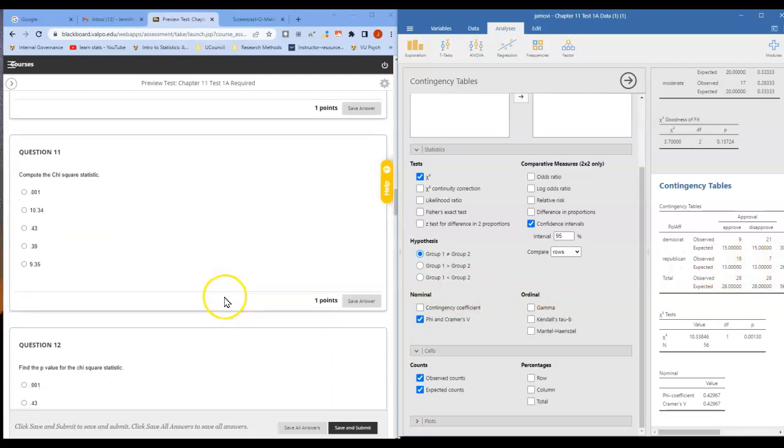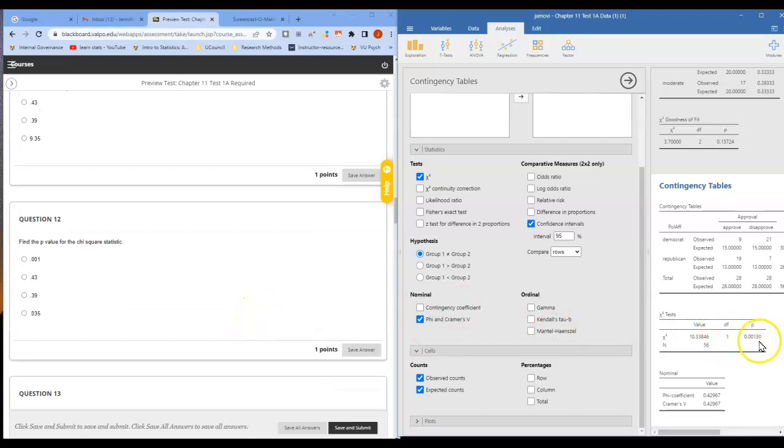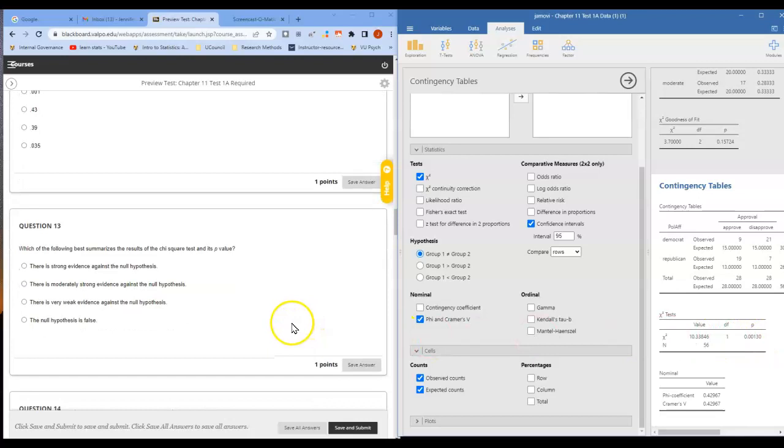Next, for number 11, compute the chi-square. Our chi-square test is 10.338 or 10.34 with a p-value of 0.001. Right, so for question 12, you get your p-value right there. In terms of the summary of the p-value for this chi-square, this is really strong evidence against the null hypothesis, which tells us that there is a relationship between political affiliation and people's approval or disapproval of capital punishment.